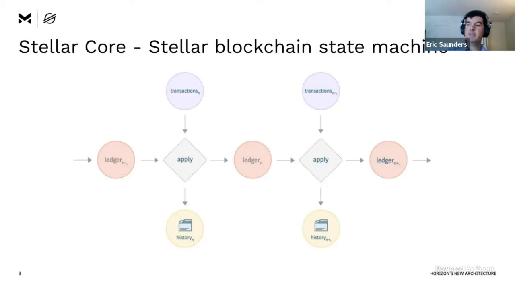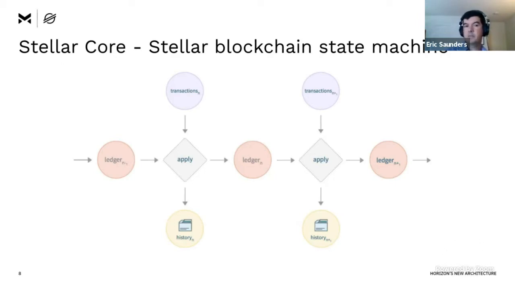But then maybe the easiest thing to think about for this purpose is that Stellar Core is really just a state machine. It's a state machine that changes the state of the world, and the world is ledgers. So we have a current ledger, we have a set of transactions, and those transactions are going to be applied to the ledger to produce a new ledger state.